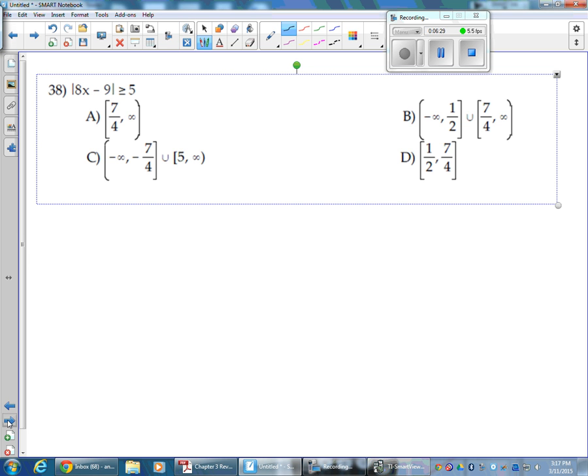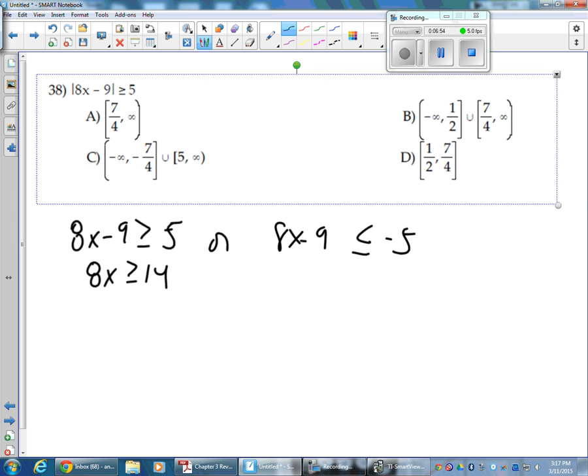38. It's an absolute value with a greater than. What happens with a greater than is that I need this expression, 8x minus 9, to be more than 5 away. So that means it's going to either be greater than or equal to 5, or 8x minus 9 would be less than or equal to negative 5. So it's either going to be above 5 or less than negative 5. These are going in opposite directions. So add 9, divide by 8.